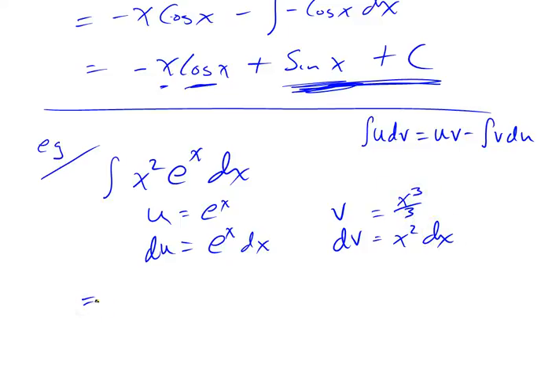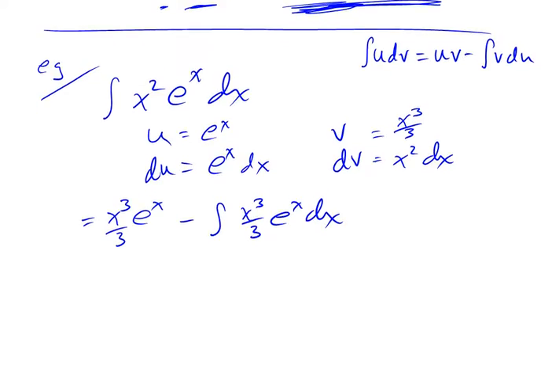So what I've got now, started with that, now u times v, so e to the x times x cubed over 3, minus the integral of v du, so that would be x cubed over 3 times e to the x dx. Okay. There's absolutely nothing wrong here. This is perfectly good work.